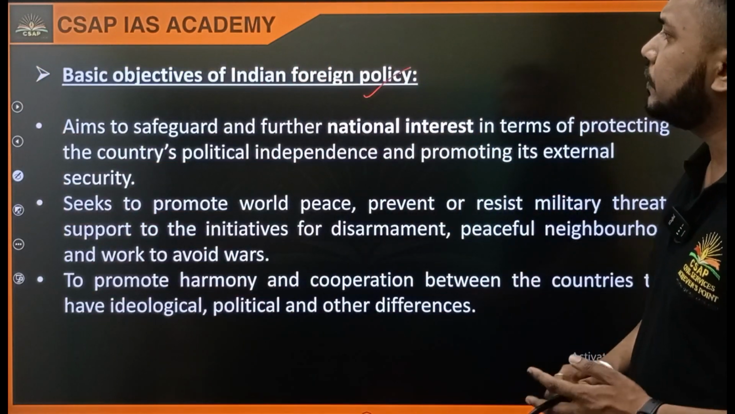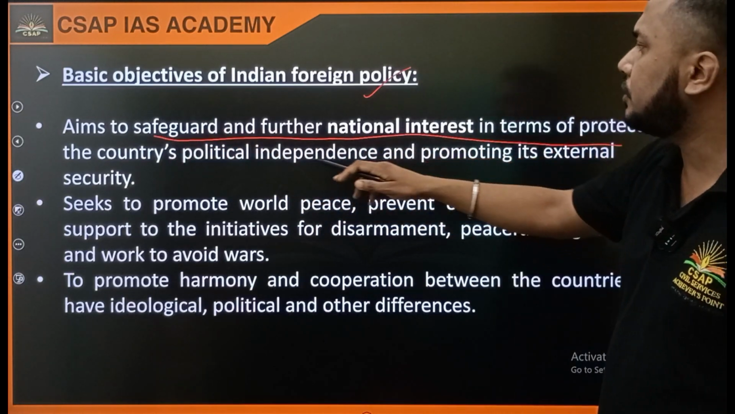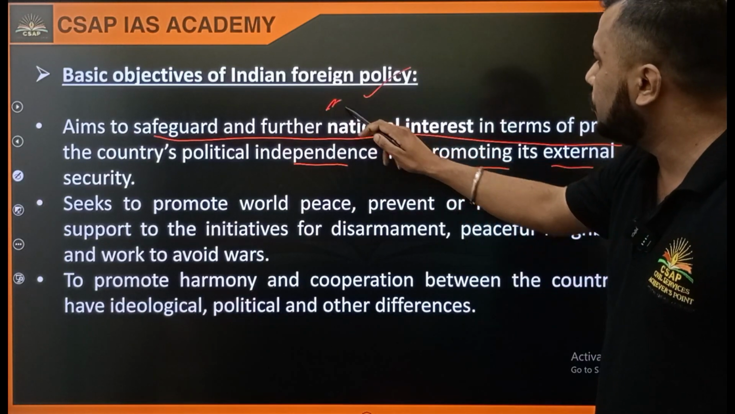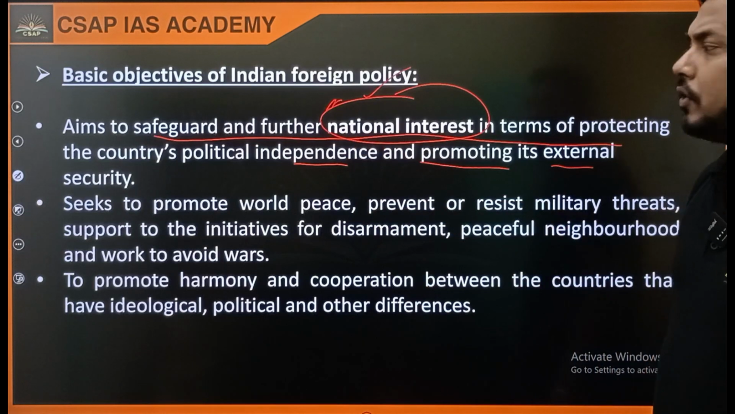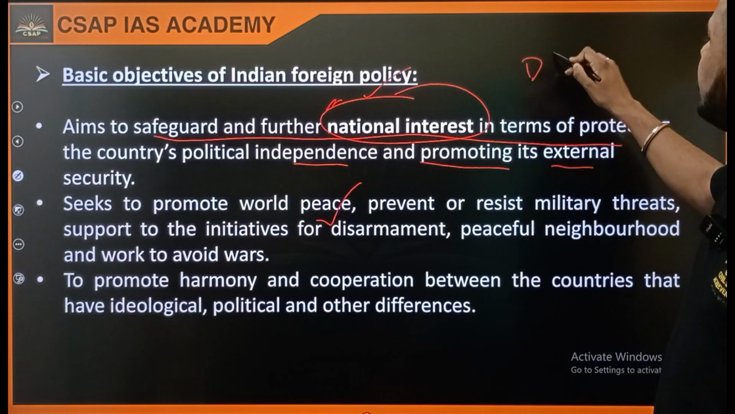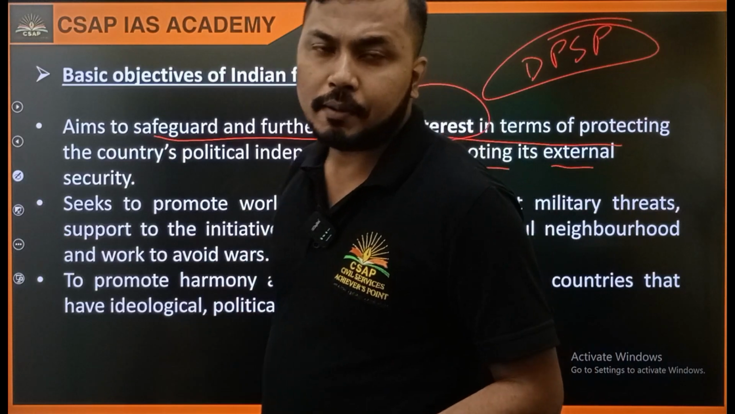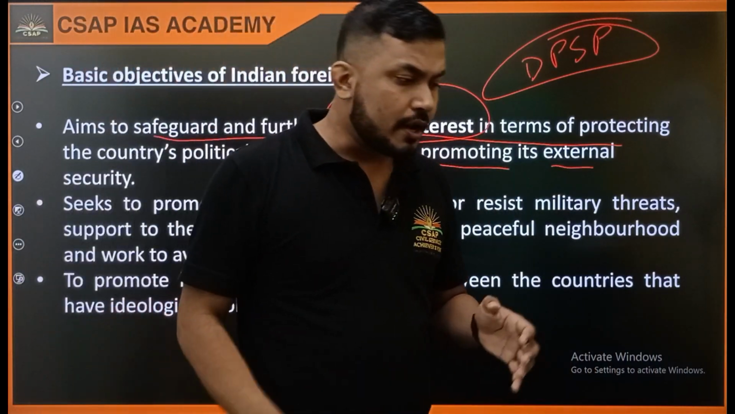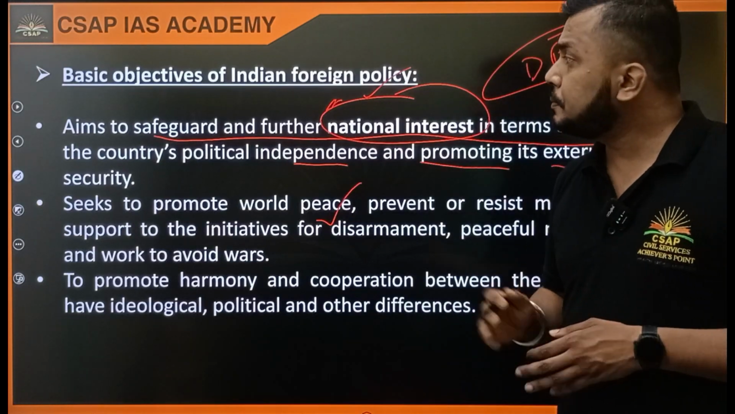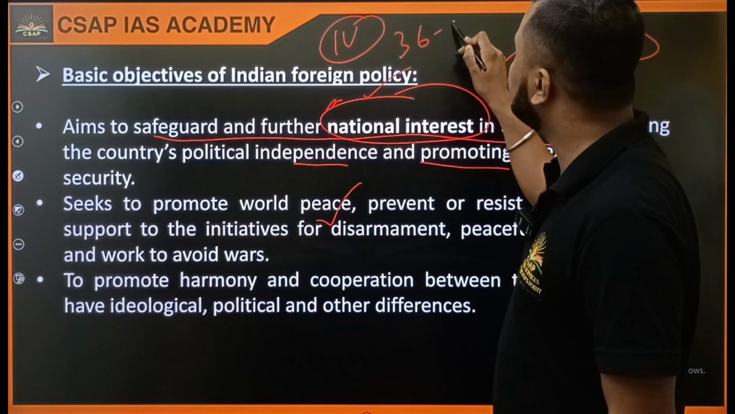Basic objectives of India's foreign policy: it aims to safeguard and further national interest in terms of protecting the country's political independence and promoting its external security. Next, it seeks to promote world peace, which our DPSP mentions directly in Article 50, where we talk about the promotion of international peace and security. Directive Principles of State Policy, Part 4, Articles 36 to 51.